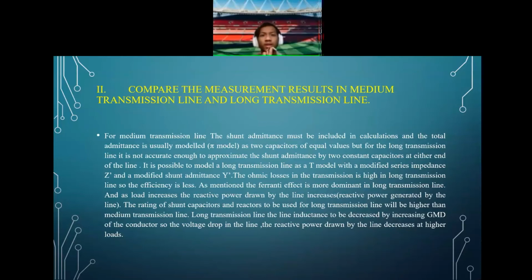The ohmic losses in the transmission are high in the long transmission line, so the efficiency is less. As mentioned, the Ferranti effect is more dominant in the long transmission line. As load increases, the reactive power drawn by the line increases. The rating of the shunt capacitor and reactor to be used for the long transmission line will be higher than for the medium transmission line. In the long transmission line, the line inductance is decreased by increased GMD of the conductor, so the voltage drop in the line and the reactive power drawn by the line decrease at the higher load.